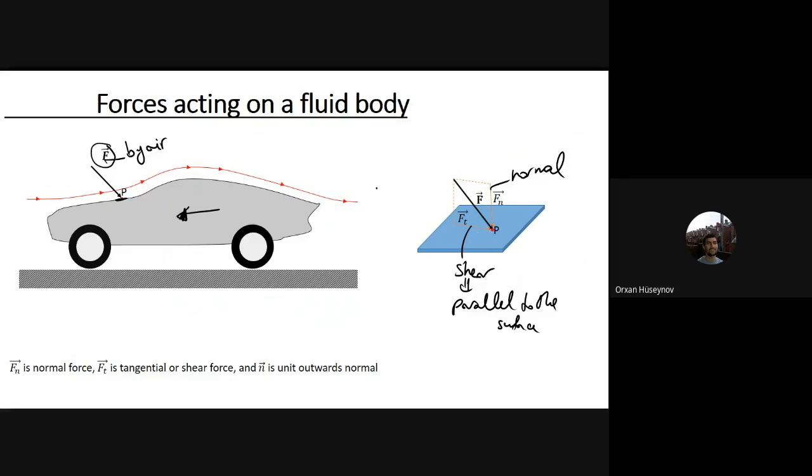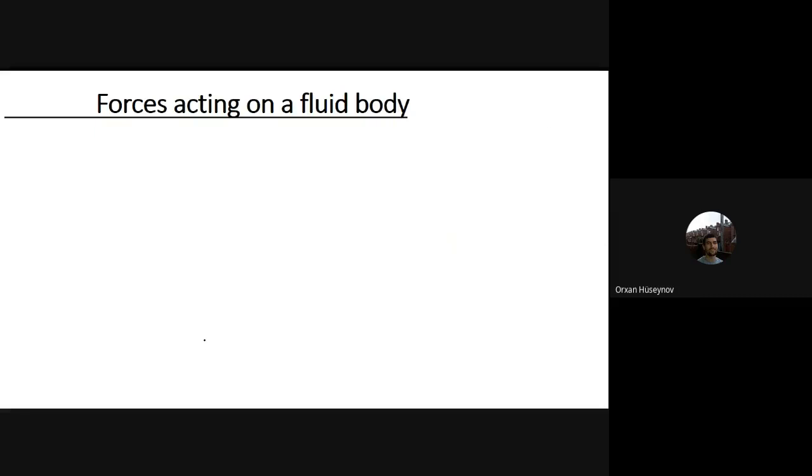And in fluid mechanics, when we say the normal force, it means, most of the time, pressure. And when we say shear force, it means, most of the time, friction. And that is the term that you know from the dynamics or solid mechanics course.